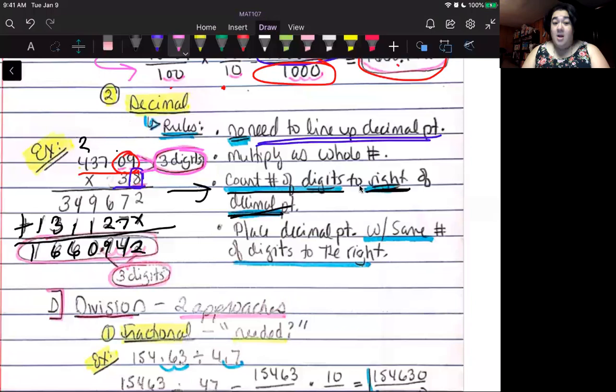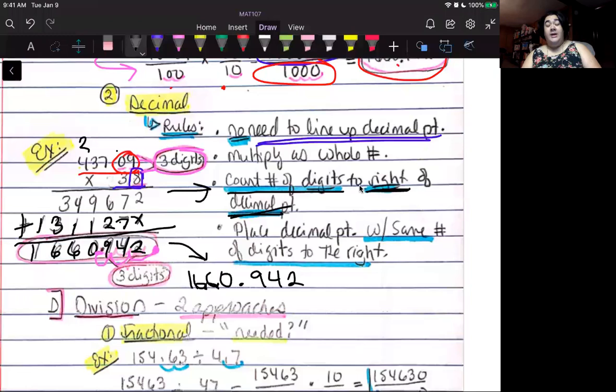Since there were 3 digits to the right of the decimal in the problem, we now go to our answer. We start here on the right where all decimal points live in whole numbers, and we're going to move it in 3 places to account for those 3 digits that we had, giving us the answer as we expected it from the previous example of 1660.942. And I'm writing it down here just so it's a little clearer for you to see. Okay? So that is how we do decimal multiplication.